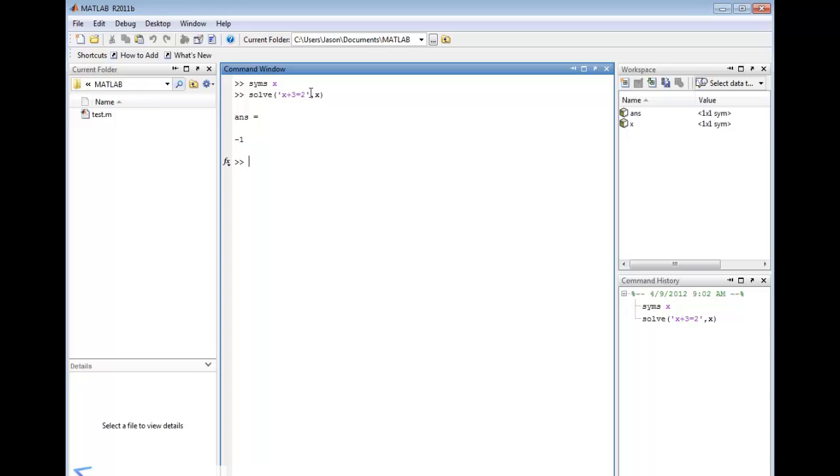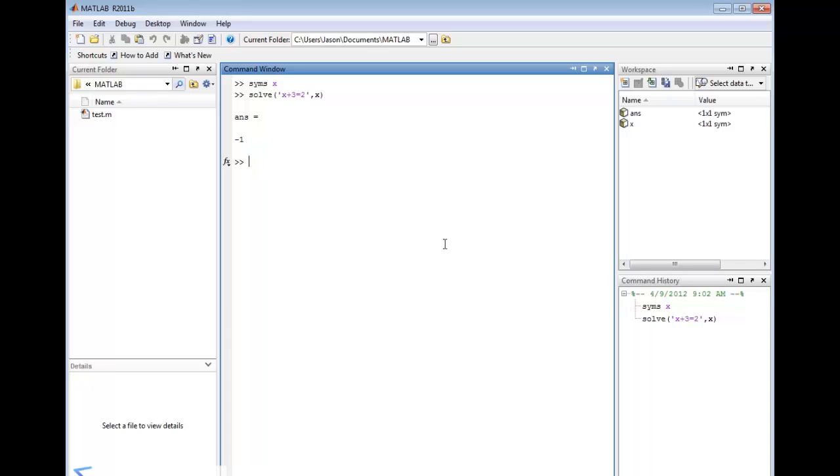MATLAB is not numerically approximating it. It is actually using the rules of algebra to take the 3, subtract it from both sides, and you get -1 for the answer. So it's isolating the variable x. That is why we're typing in the full equation in terms of x and not just giving it a matrix of coefficients like we were doing before. Because before we were doing sort of approximations and you were getting decimal answers all the time. Here we're getting algebraic perfection.